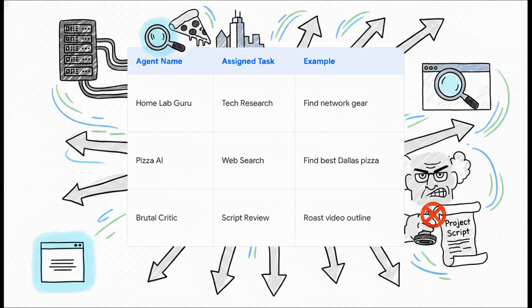You could have an agent called, say, Home Lab Guru actively researching network equipment for you. At the exact same time, you deploy a pizza researcher agent to scour the web for the best pizza in Dallas. Meanwhile, my absolute personal favorite, the brutal critic agent, is reading your project script and ruthlessly roasting your outline so you can make it better. They are all working for you side by side at the exact same time. It's basically like having your own dedicated digital staff.